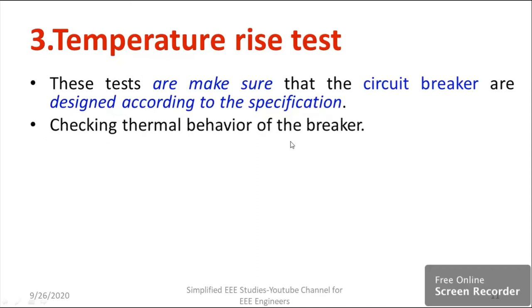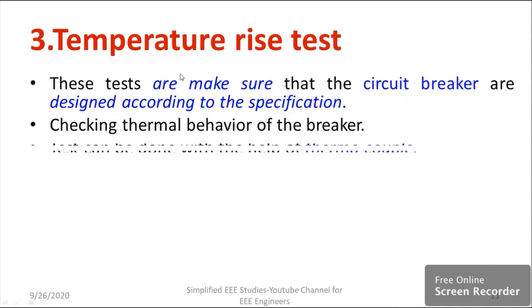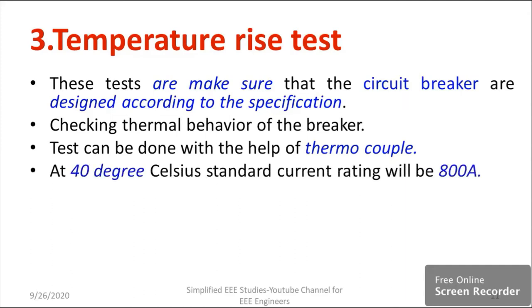So, checking the thermal behavior of the circuit breaker: you are going to check the thermal behavior of the circuit breaker by conducting the temperature rise test. The test can be done with the help of a thermocouple, so we require a thermocouple. It will act as a transducer, or you can call it a sensor. Depending on the level of temperature, it is going to produce a certain amount of current or voltage. A thermal quantity is converted into an electrical quantity; that is known as a thermocouple. It operates based on the Seebeck effect.